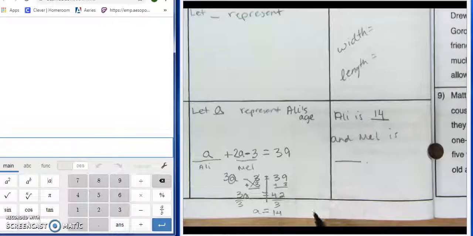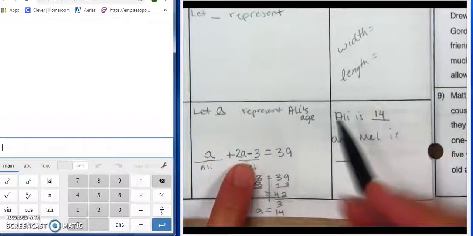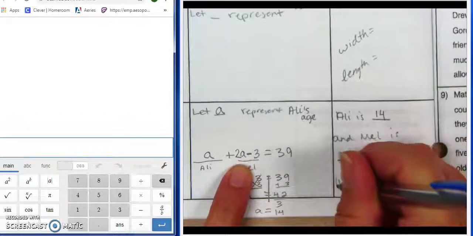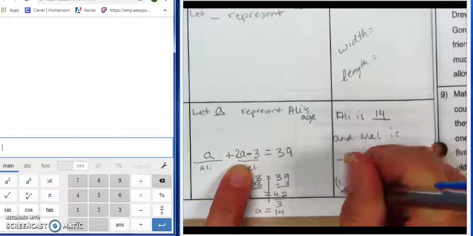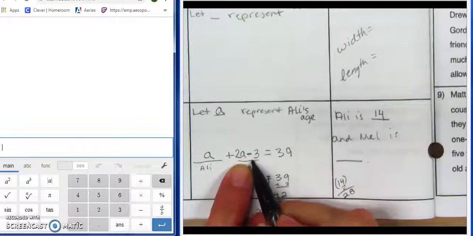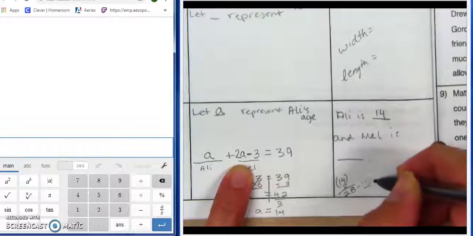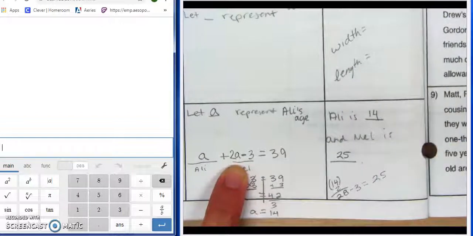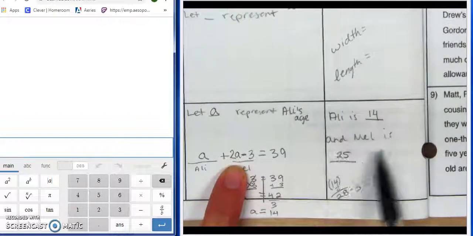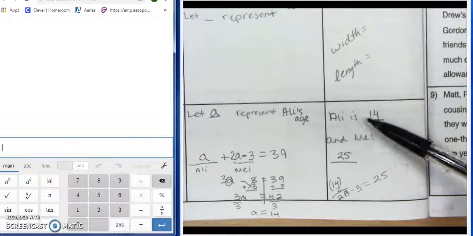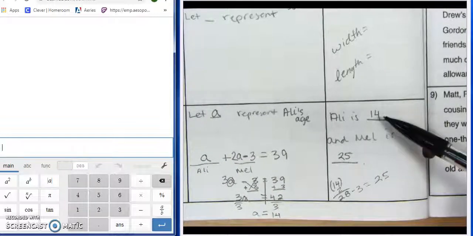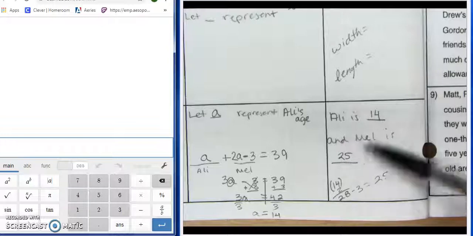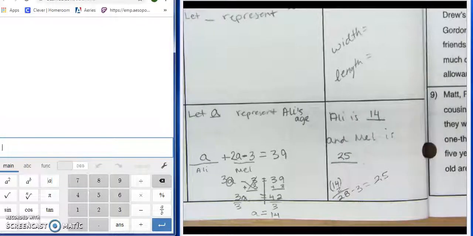And Mel, we still have to figure out. Mel, we need to take that 14, multiply it by 2 to get 28, and then take away 3. And 28 minus 3 is 25. So that tells me Allie is 14 and Mel is 25. We do want to make sure the sum of their ages would be 39. And if you think about it, 14 and 25, that's a 9, that's a 3, would have an age total of 39. So we know that we're correct. All right, so let's move on.